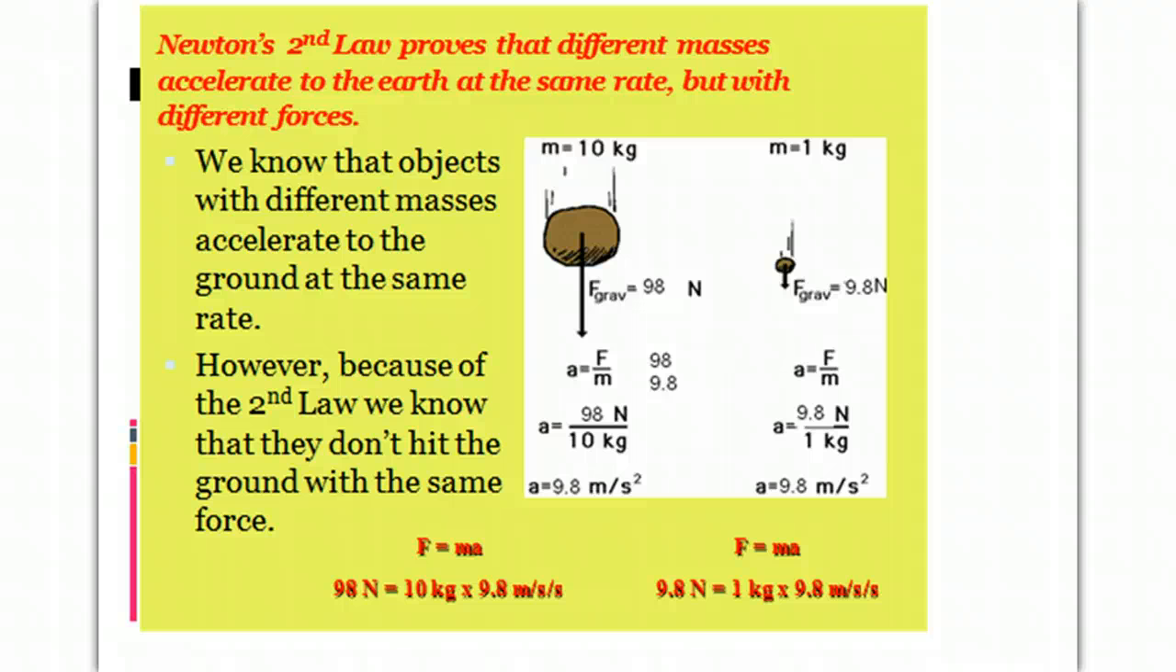So Newton's second law shows that different masses accelerate toward the Earth at the same rate but with different forces. We know that objects with different masses accelerate to the ground at the same rate. However, because of the second law, we know that they don't hit the ground with the same force. So although these two objects will fall and accelerate at the same rate, when they impact the ground, they will impact it with a different amount of force. Obviously, the larger boulder is going to impact the ground with more force than the smaller one.